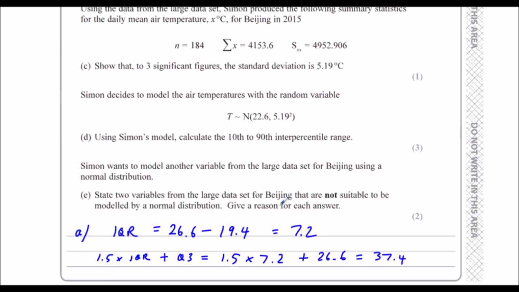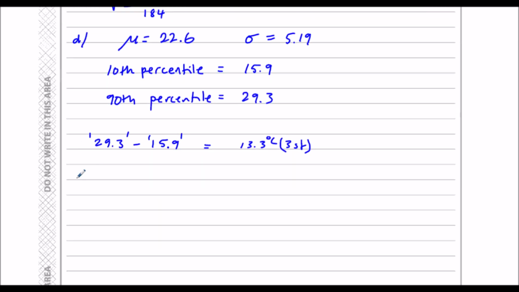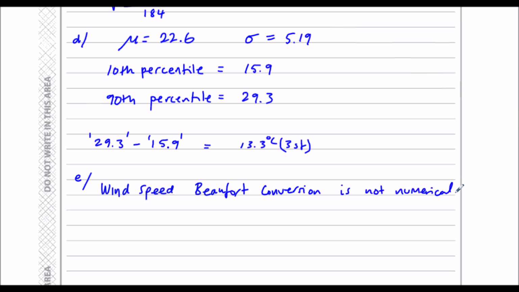Simon wants to model another variable from the large data set for Beijing using a normal distribution. State 2 variables from the large data set that are not suitable to be modeled by a normal distribution. Give a reason for each answer. So what from the large data set can we not measure using a normal distribution? Well, the wind speed from the Beaufort scale conversion is not numerical data. So we can't model that.